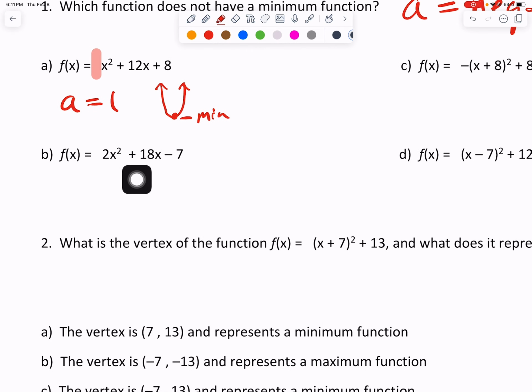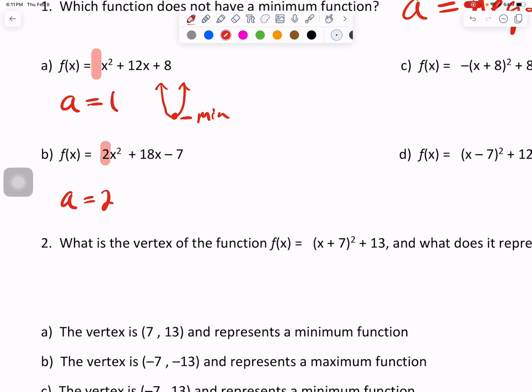F of x equals 2x squared plus 18x minus 7. And again, standard form, coefficient of x squared is, yes, great job, it is a positive 2. And if a equals 2, well, we know that 2 is positive, so again, unfortunately, that is not our answer.